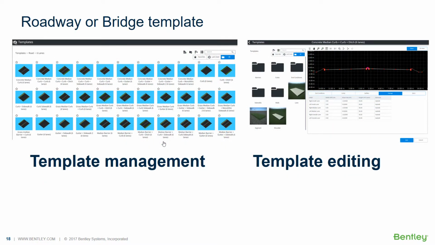So we offer and deliver a number of templates, and you can edit and create your own templates by using the parts that we give you. There is a varied amount between roads, 2 lanes, 4 lanes, 6 lanes, and then we also have the various components to build those out.